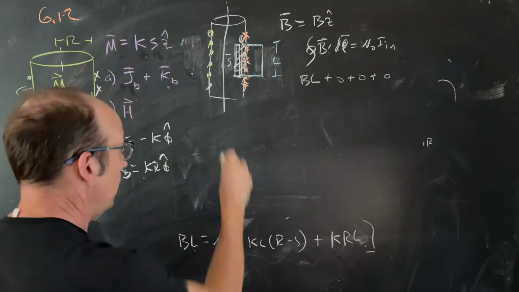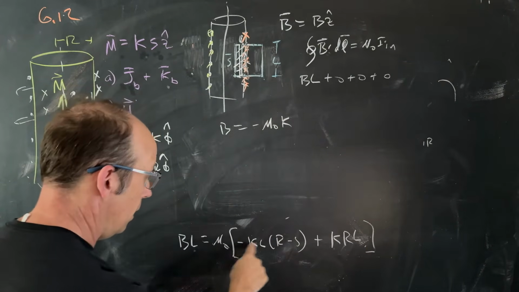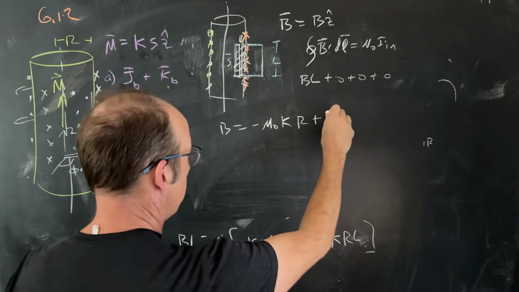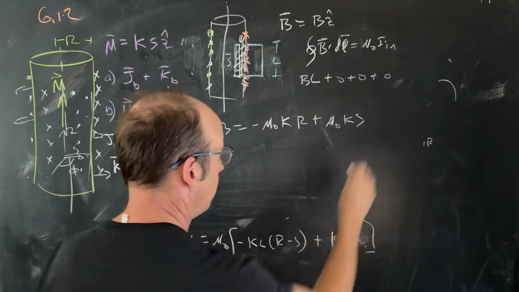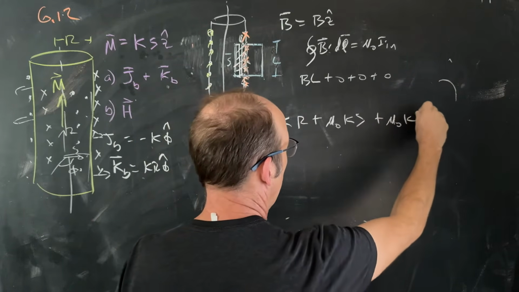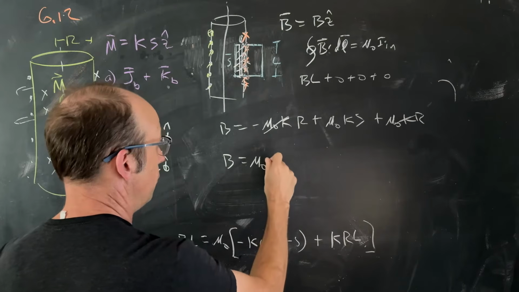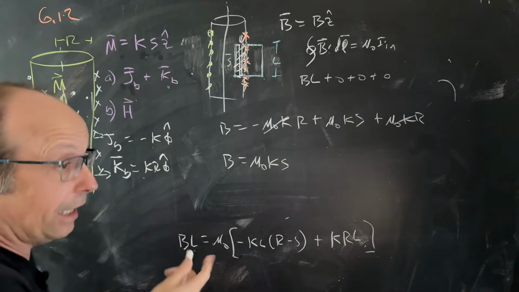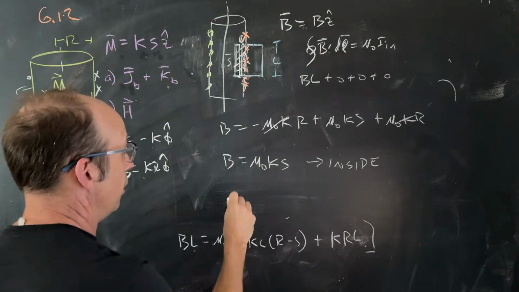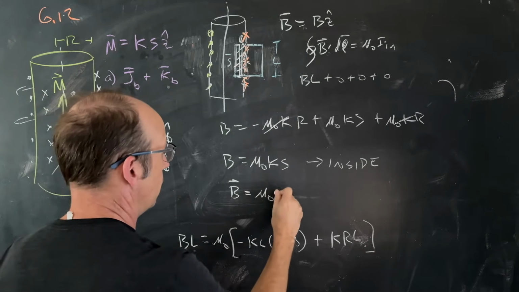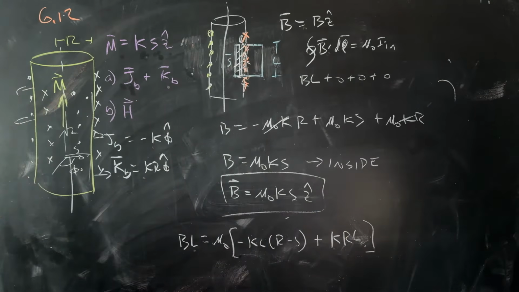And I get B is negative mu naught KR plus mu naught Ks plus mu naught KR. So that cancels, and I get the magnitude of the magnetic field is mu naught Ks on the inside. And remember, we already said it's in the z direction, so now I can write this as B equals mu naught Ks z hat. So that's my magnetic field on the inside.